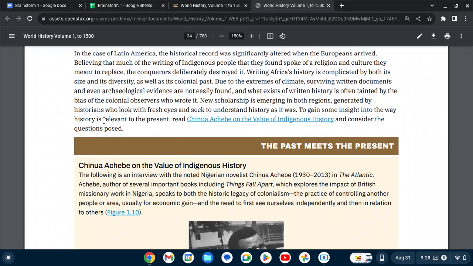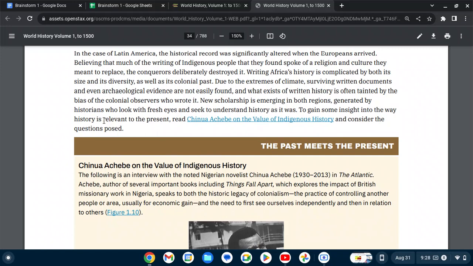Writing Africa's history is complicated by both its size and its diversity, as well as its colonial past. Due to the extremes of climate, surviving written documents and even archaeological evidence are not easily found, and what exists of written history is often tainted by the bias of the colonial observers who wrote it.